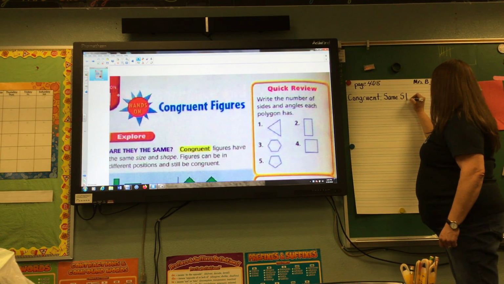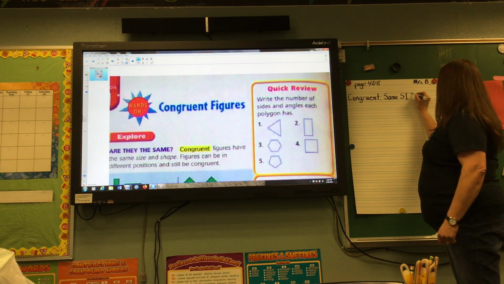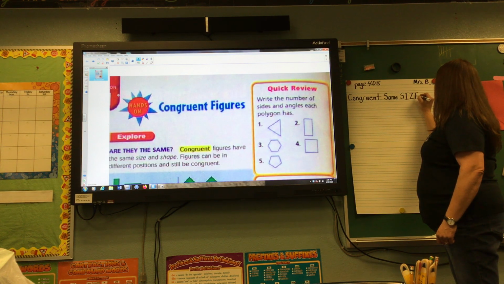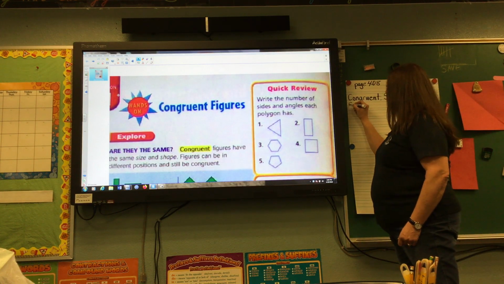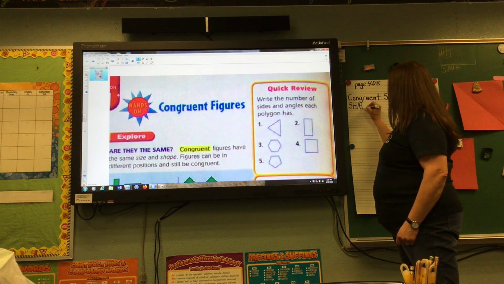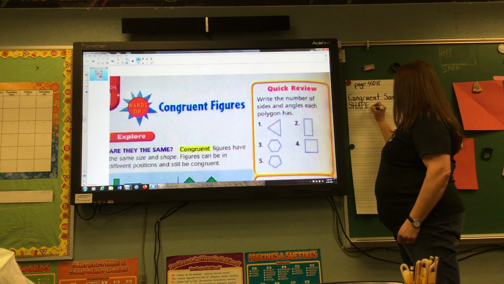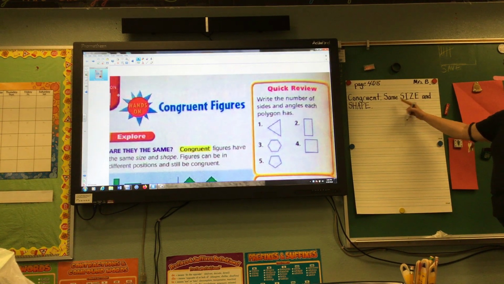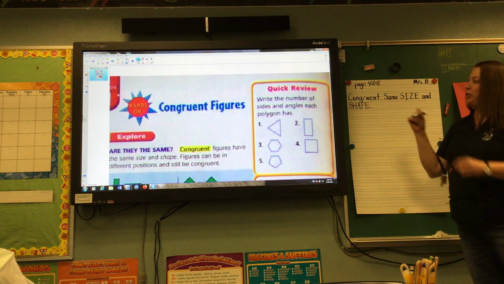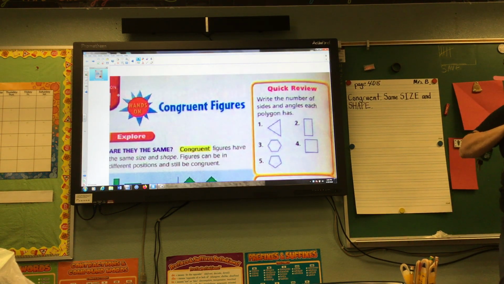size. I'm going to make the word size in capitals. Same size and shape. All right, so here we are. Congruent shapes or figures are the same size and shape, so keep your eyeballs peeled for those today.